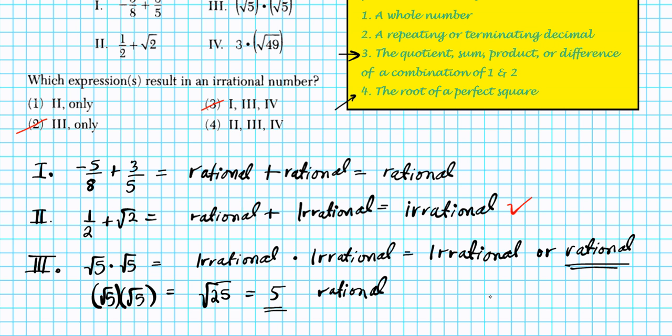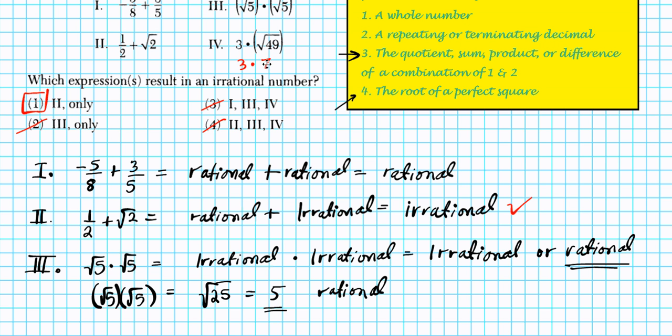So is option 3 irrational? The answer is no. So we eliminate option 3. Our final answer is option number 1. That is the only irrational number we have here. And even if you look at option 4, you can clearly see that 3 times root 49 is rational because the radicand is a perfect square. The square root of 49 is 7.